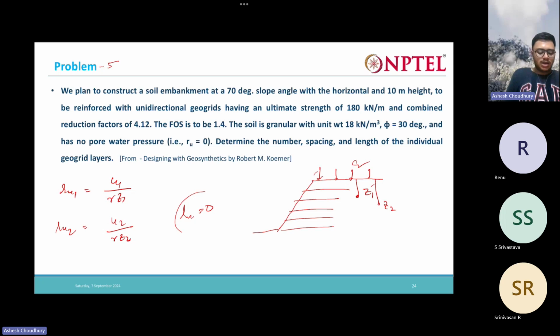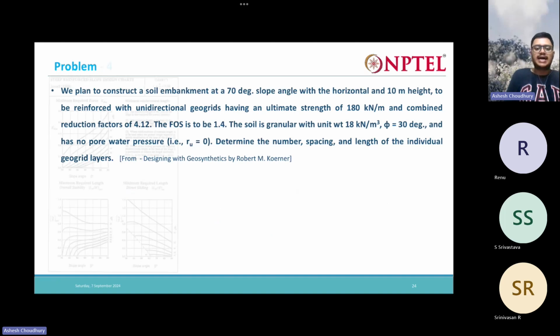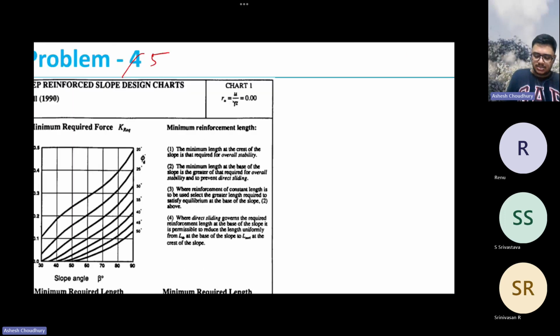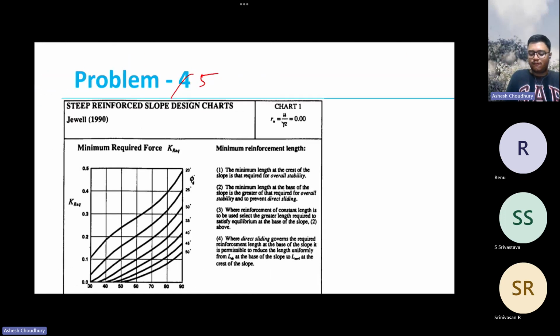Now, to design this, we will be using Jewell's method. To solve this problem, we will be using Jewell's method. Jewell gave some design charts for various pore pressure ratios. In our case, RU is 0, so we will be using the design chart for RU equal to 0. You can see this is the steep reinforced slope design chart.